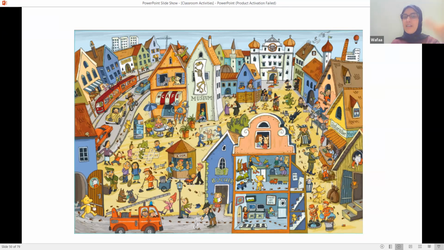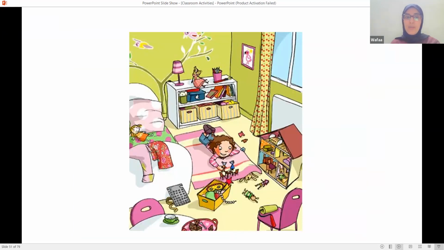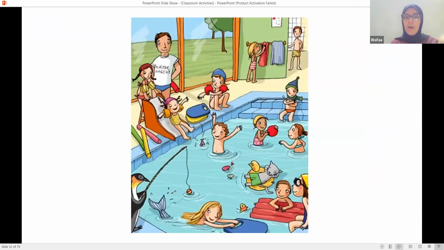What's wrong with this room? You can say there are toys on the ground, the clothes are on the bed, and so on. And this one, describing the swimming pool and the activity they are doing. Do you think they are happy or not? What is the thing that you think is unusual? You can say we have a rat there and it's unusual. And the boy is wearing an ice cap and a scarf in the swimming pool. There's a penguin which is fishing. And there is a mermaid girl. Do we have a mermaid? So it's the same, finding the mistakes or the errors in the picture.